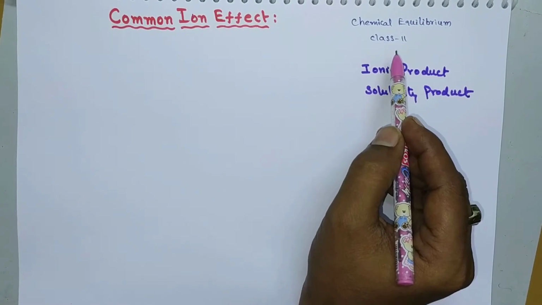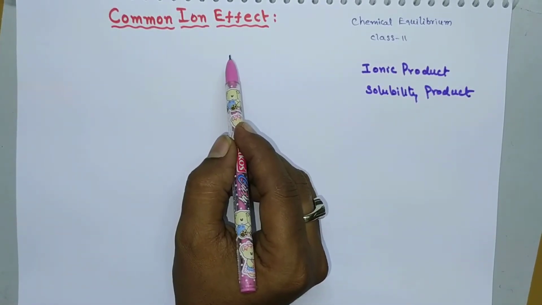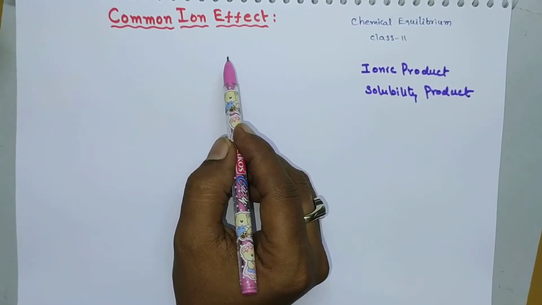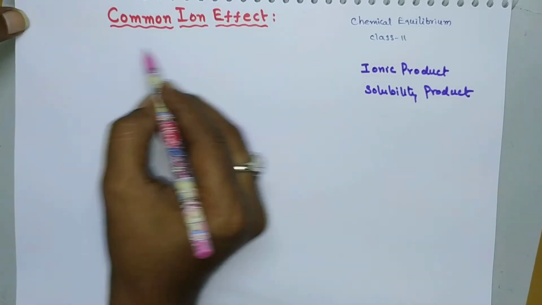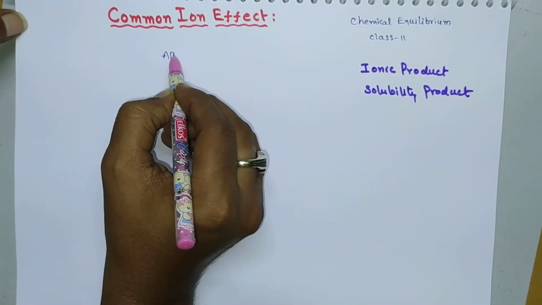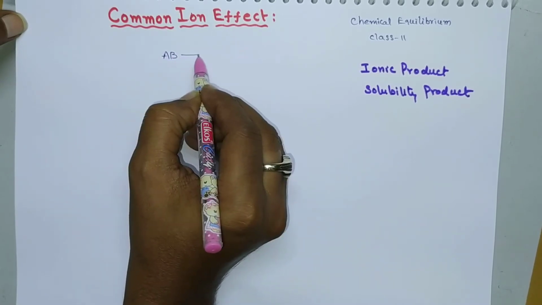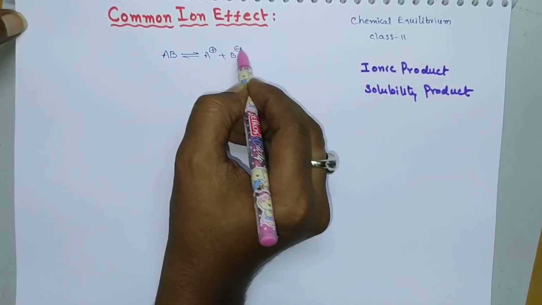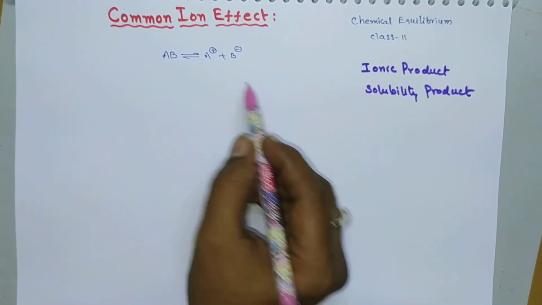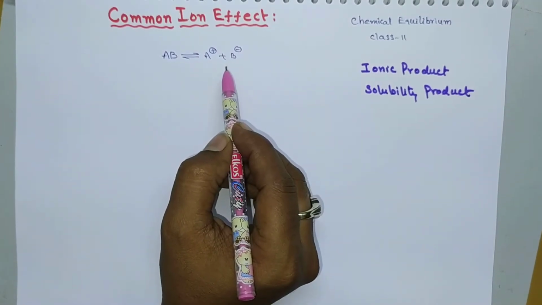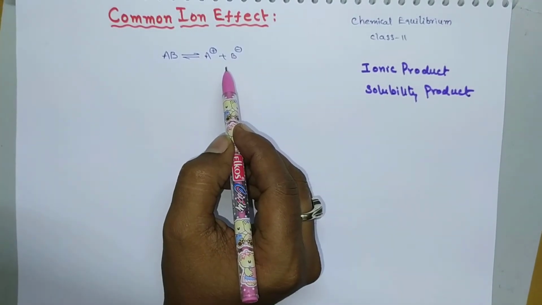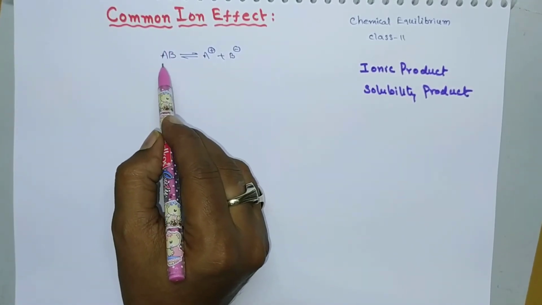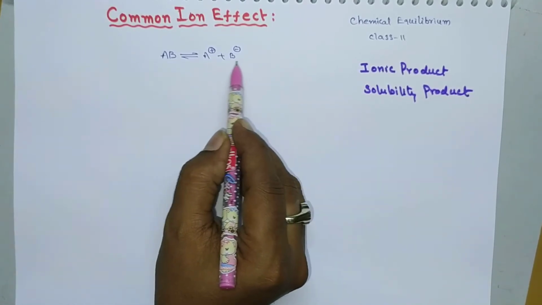Now let us move on to our topic, that is common ion effect. This effect is applicable for ionic equilibrium. So let us consider an ionic equilibrium between the undissociated molecule AB and the dissociated ions A plus and B minus. So here the ionic equilibrium mainly exists between dissociated ions and undissociated molecule.